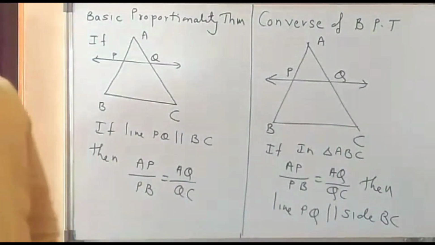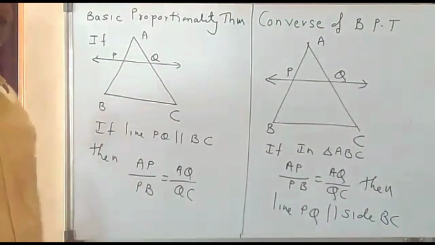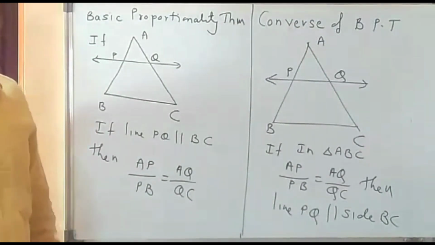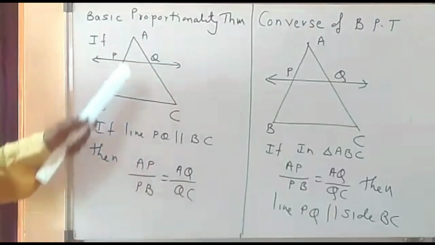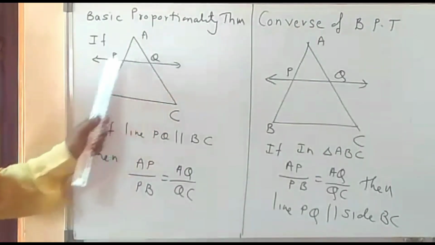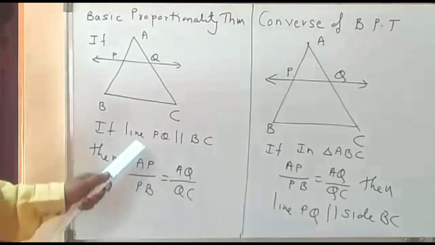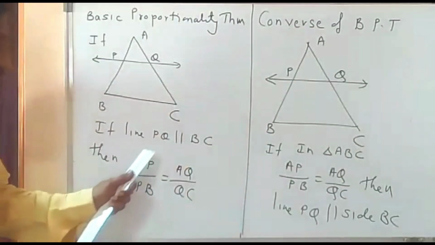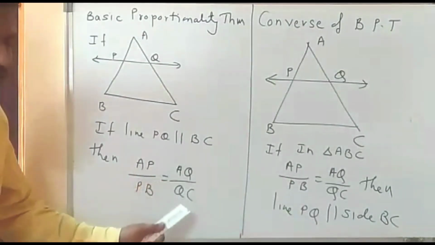Now we'll see what is the converse of BPT. In 9th standard, we have studied converse. What is basic proportionality theorem? If a line is parallel, then the two sides are divided in equal ratio. It means PQ parallel to BC is given. Then AP upon PB is equal to AQ upon QC.